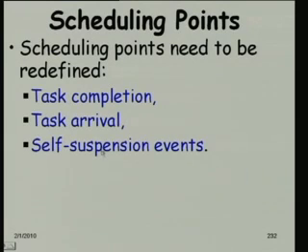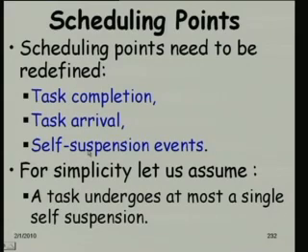So, in addition to task completion and task arrival events, we also need to consider the self suspension events. And let us assume that every task undergoes at most a single self suspension. We will have to restrict it to a single suspension or two suspensions or something like that, because if it suspends an arbitrary number of times, doing a schedulability analysis will become extremely difficult.